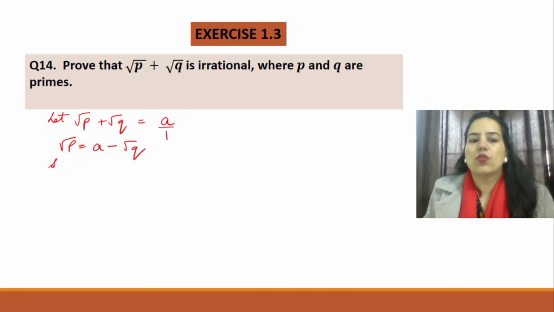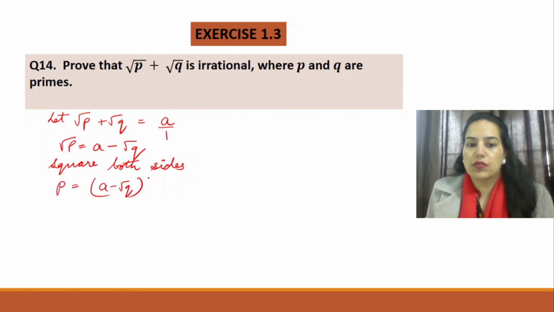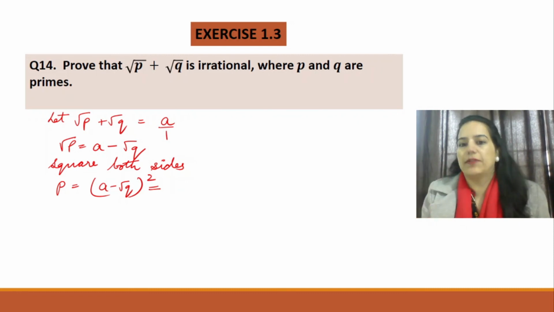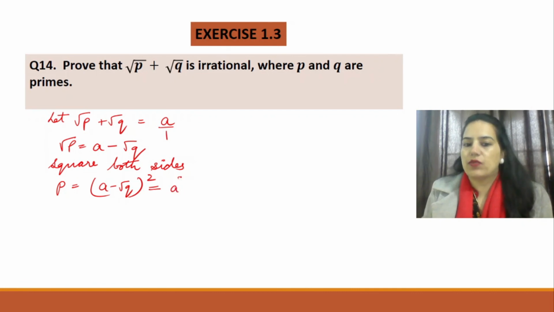And now I will square both the sides, so that we get rid of one of the radicals. So what is this now? It is just p, and it is a minus root q whole square. When you square both sides, it is the square of the entire LHS, square of the entire RHS. You don't do the square of one term. So now a minus root q whole square will be a square plus q minus 2a root q.